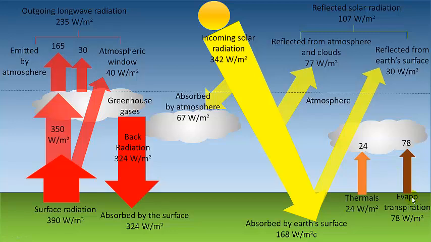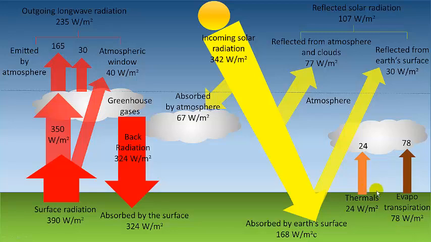And in addition, there is a cooling that takes place of the Earth's surface of about 78 watts per square meter that takes place because of evaporation and transpiration processes. This is the combined evapotranspiration and represents a total planetary average of about 78 watts per square meter.